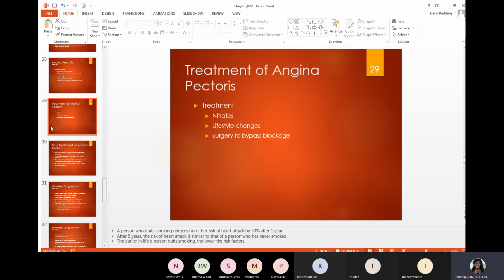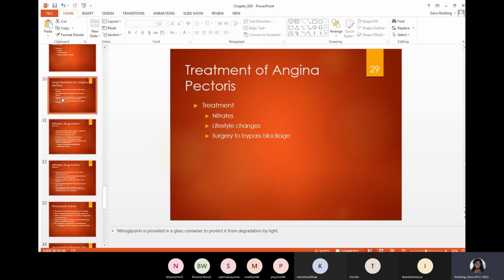Treatment for angina pectoris would include lifestyle changes, and then if it continues to happen, the person might have surgery to bypass blockage. Now, a person who quits smoking reduces his or her risk of a heart attack by 50% after 1 year. And after 5 years, the risk of heart attack is similar to that of a person who has never smoked. So the earlier in life a person quits smoking, the lower the risk factors of experiencing angina pectoris or other heart conditions.